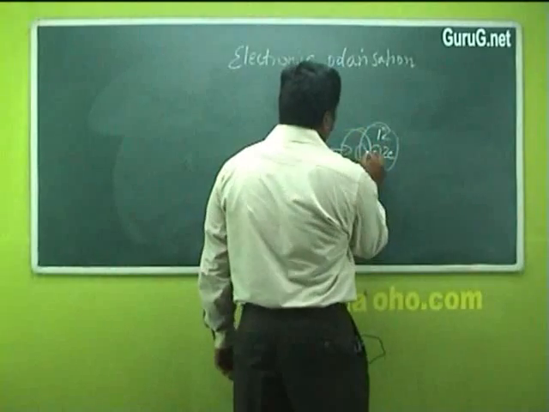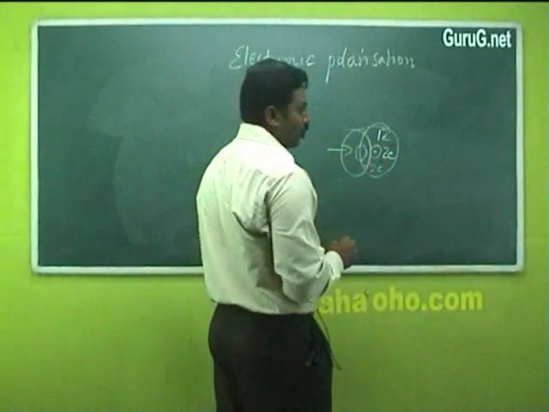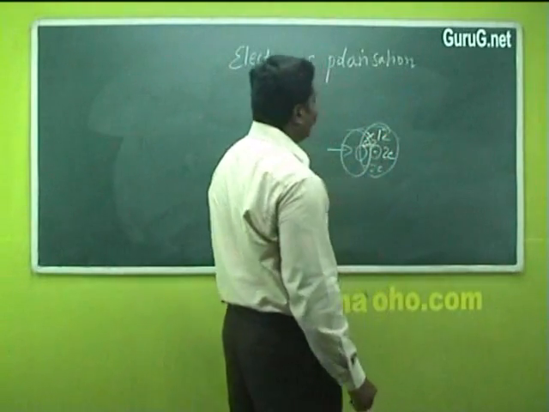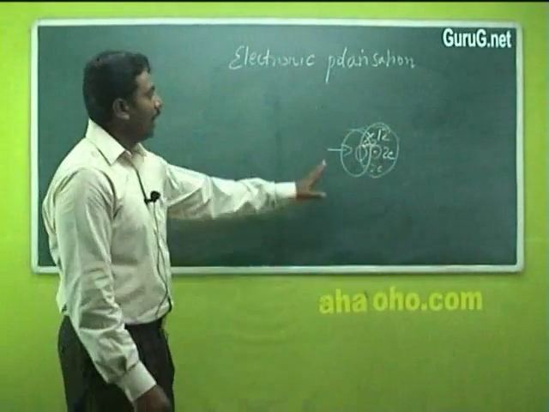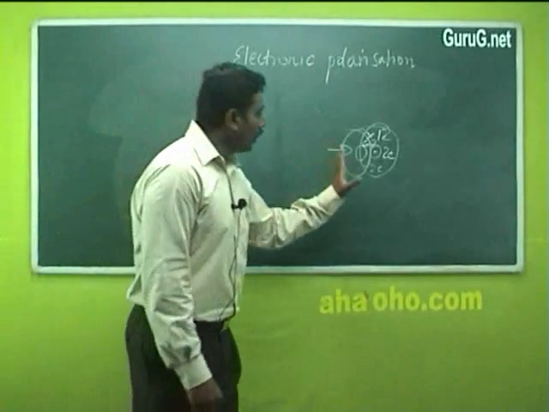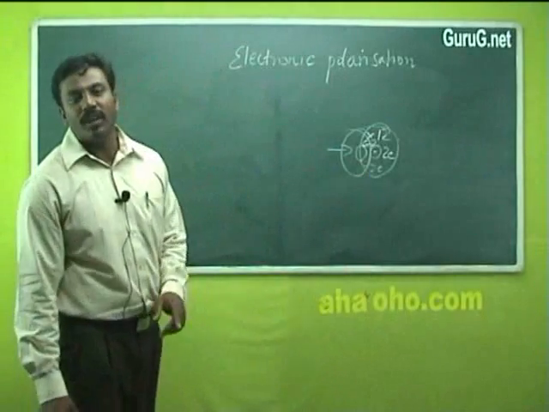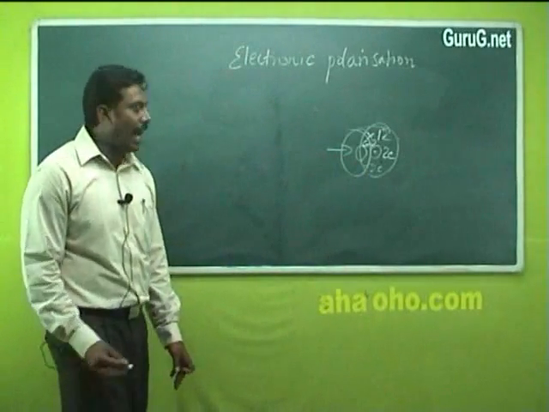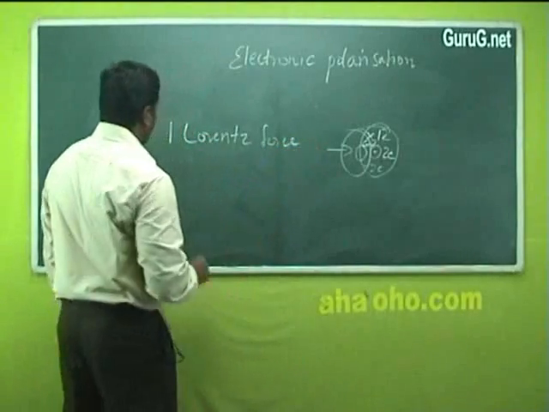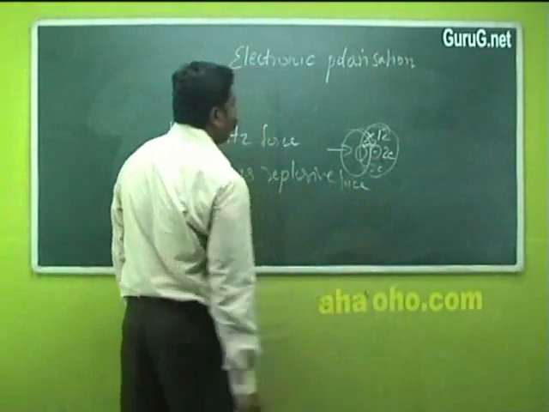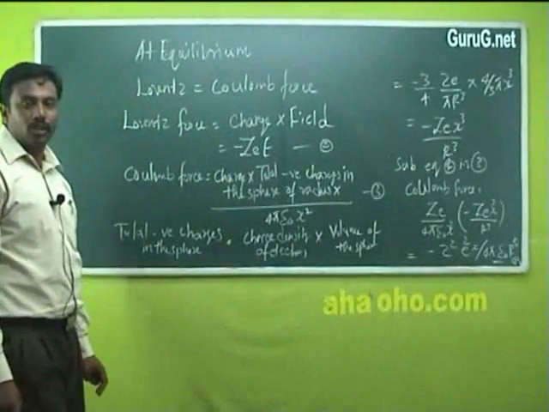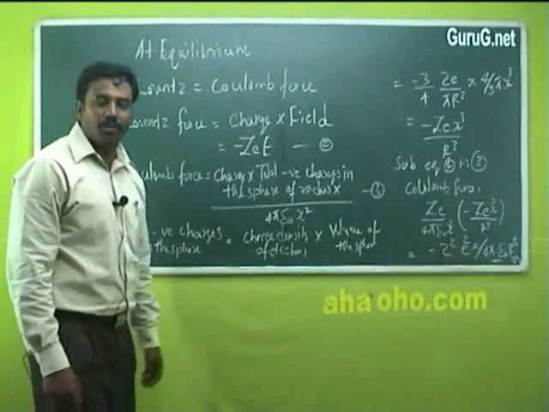The nucleus position has been changed. Let us denote this as X. This is the displacement on the application of the electric field. Due to the application of the electric field, two different types of forces act: the Lorentz force and Coulomb's repulsive force.